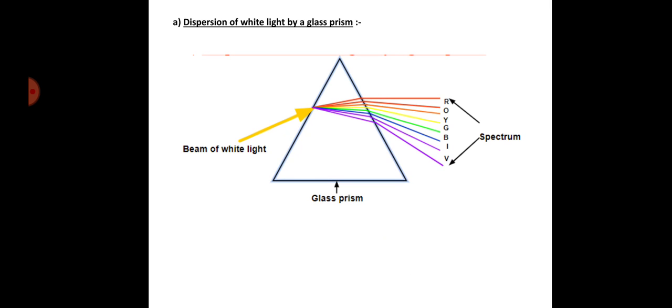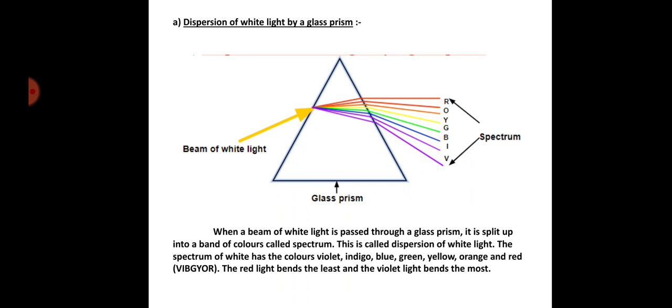Okay, the next one is dispersion of white light by glass prism. So when white light is made to pass through a glass prism, this white light splits into 7 different colors: VIBGYOR, violet, indigo, blue, green, yellow, orange and red. This band of colors which is obtained on the screen is called a spectrum. So when white light is passed through a glass prism, it splits into a band of colors called a spectrum. This is called dispersion of white light.